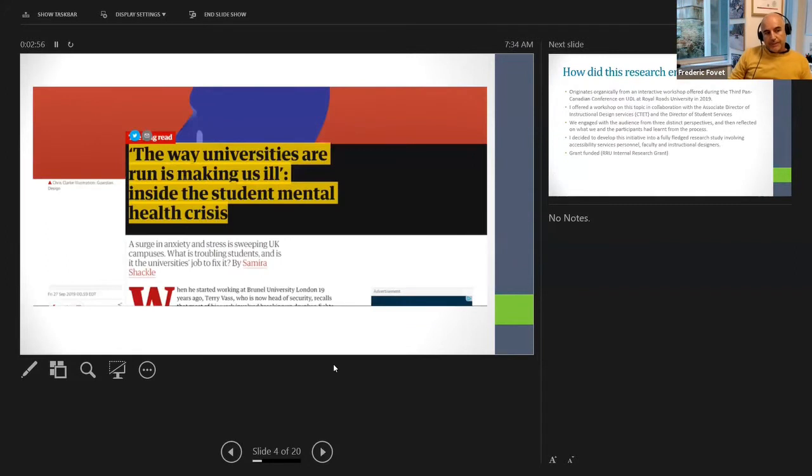I just wanted to bring this up as an illustration. This is an article from The Guardian recently. It says, September 2009, the way universities are run is making us ill, inside a student mental health crisis. The Guardian has run a really good series actually over the last 2 years about mental health, looking mostly at faculty first, but now they're getting to the student part. And they're running a fairly in-depth article.